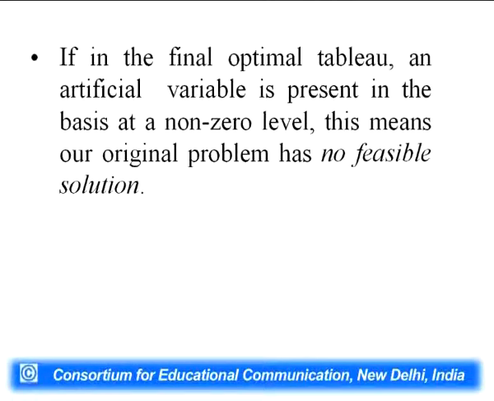If in the final optimal table an artificial variable is present in the basis at non-zero level, this means our original problem has no feasible solution. So, this completes the big M method. I hope I am able to make it clear to the viewers how to use the big M method to solve a particular problem with a different nature as compared to the simple simplex problems.